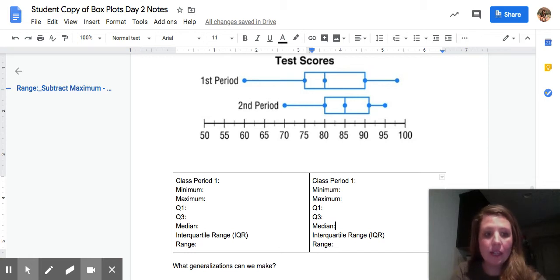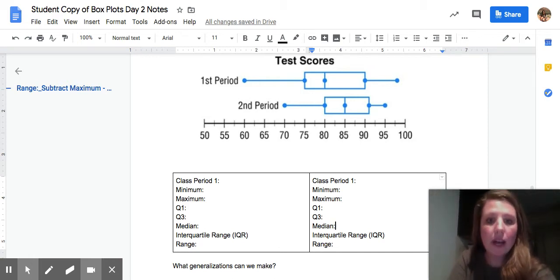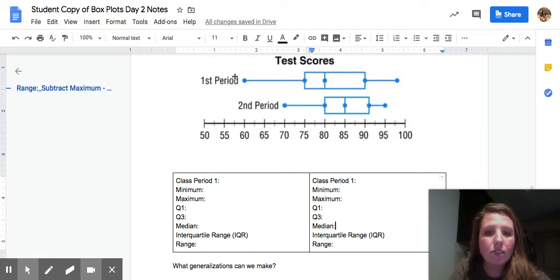Okay guys, so here is another example going over box plots. So we have two classes, first period and second period, and it's comparing their test scores. So we can quickly see from first period, here's my minimum, second period, here's my minimum, and then these are my maximums out here, then Q1, median, and Q3. So we're gonna go through and answer these questions for each class.